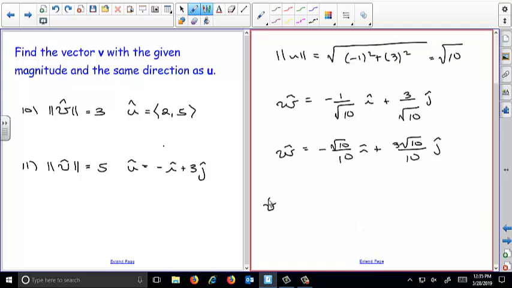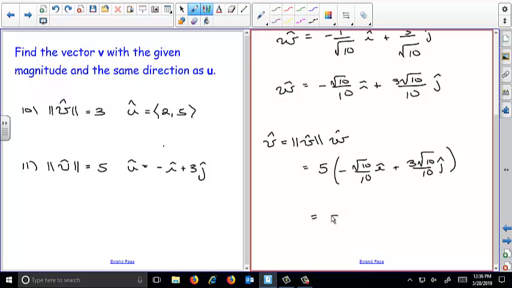So my vector v is equal to the magnitude of v times the unit vector w. So the magnitude is 5, so I'll get 5 times negative the square root of 10 over 10 i plus 3 times the square root of 10 over 10 j. And then finally multiply the 5 out, so you get negative 5 square root of 10 over 10 i plus 15 square root of 10 over 10 j. So that's your answer.